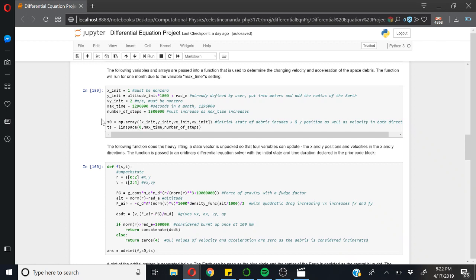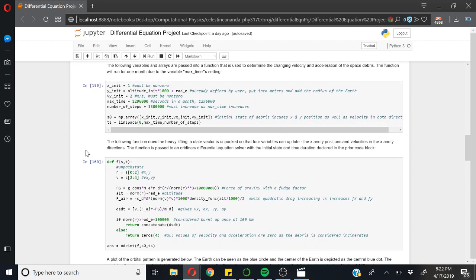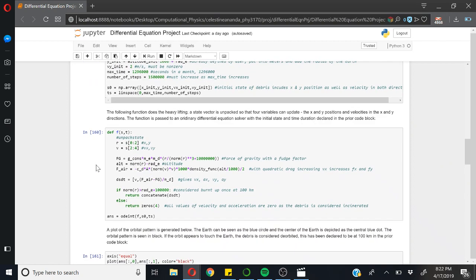I'll describe it in a second, with the x and y positions and the velocities in the x and y directions, which we just defined prior. And then the time array, which is just linear, goes, as I mentioned, from 0 to 1 month with our number of steps. All right, so this function does the heavy lifting.